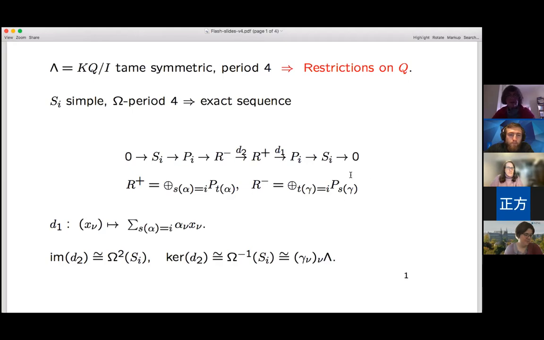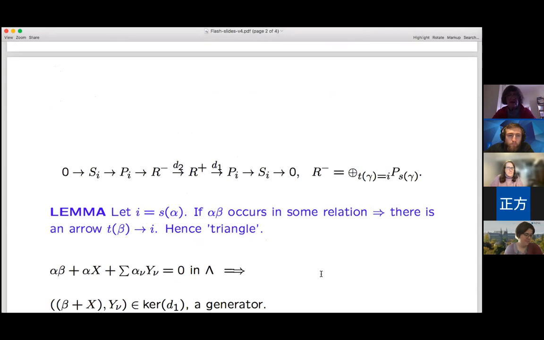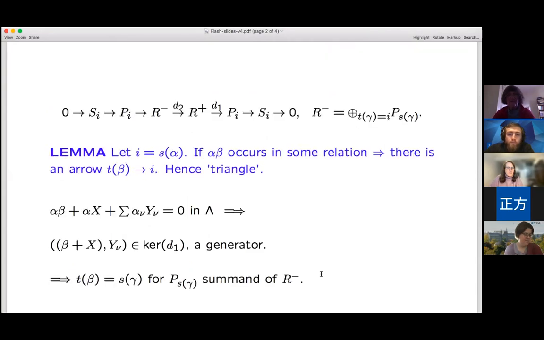And so how do I go to the next page? Okay, so I've added the sequence again because you have to remember the notation.